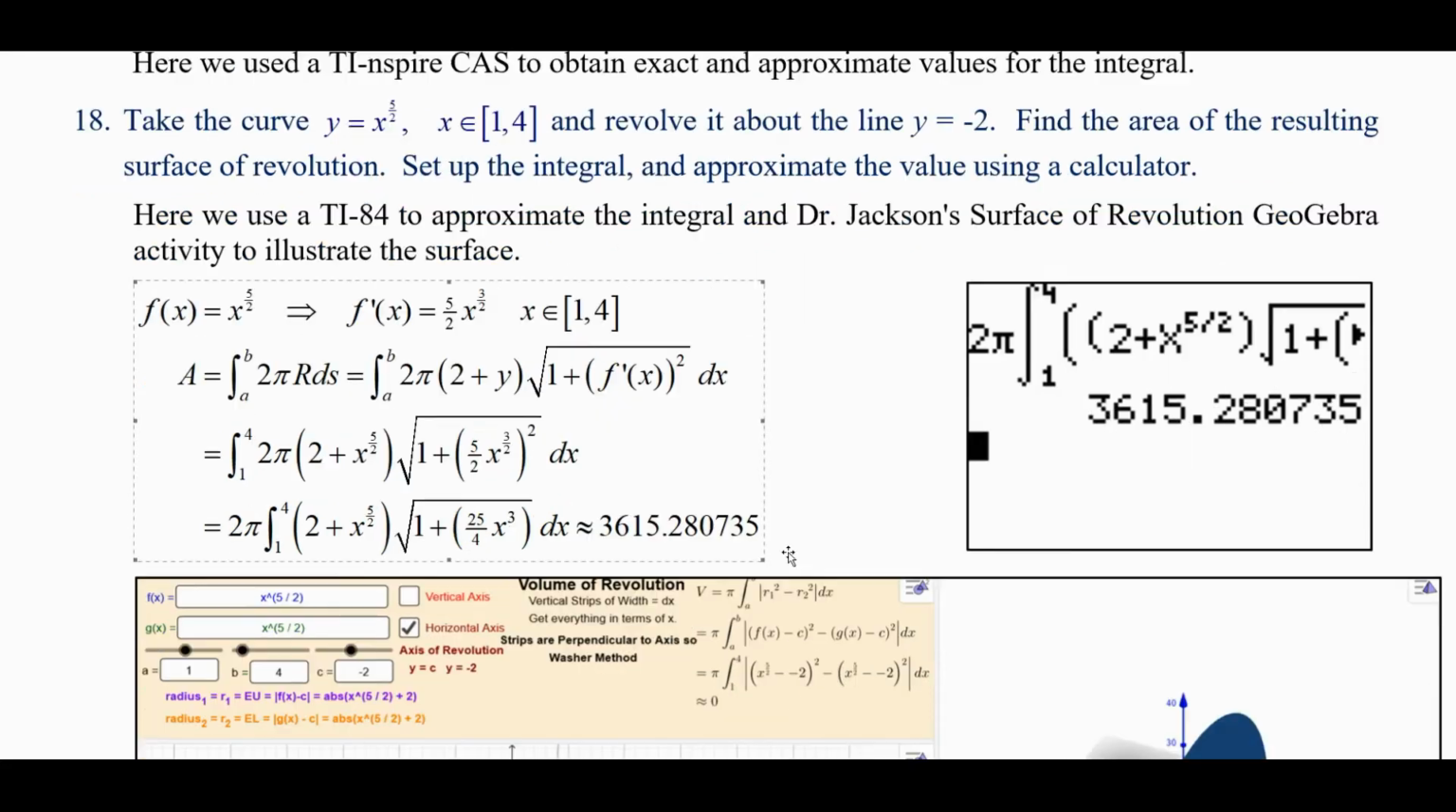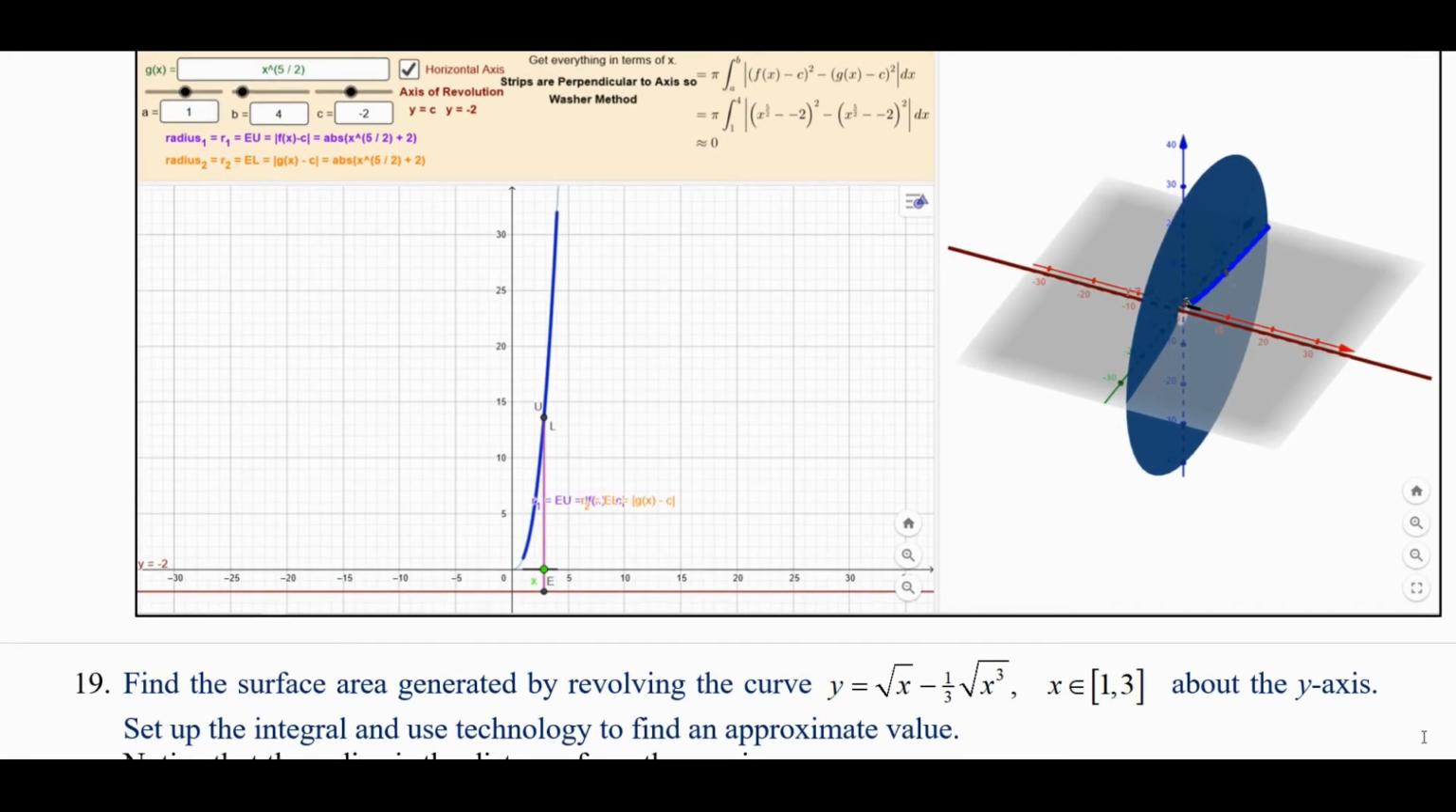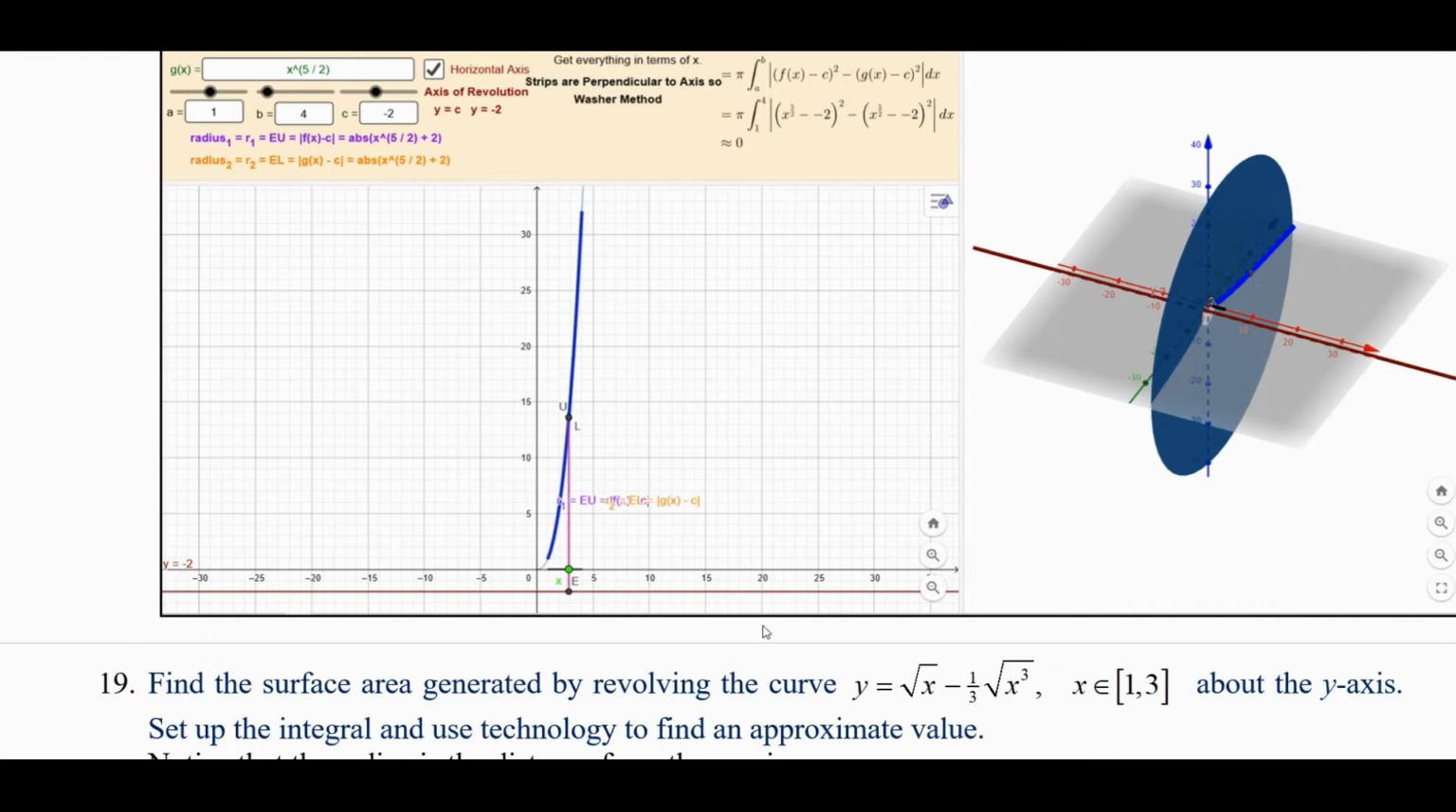Let's try another one. Find the surface area generated by revolving the curve y equals the square root of x minus 1/3 the square root of x cubed from x going from 1 to 3. Revolve that about the y-axis. Set up the integral and use technology to find an approximate value. Go ahead and work that out. Press pause now. Okay, you're back.